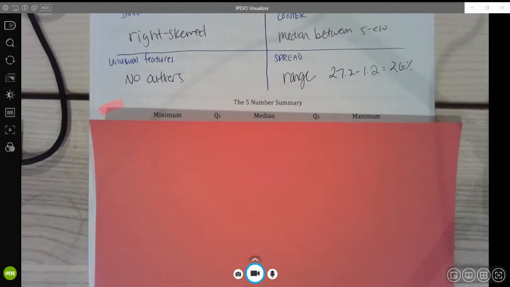Today is a big day. We are going to talk about the 5-number summary today. Once again, your normal reminder to put the date on top of this. The 5-number summary includes the 5 numbers that you see there.